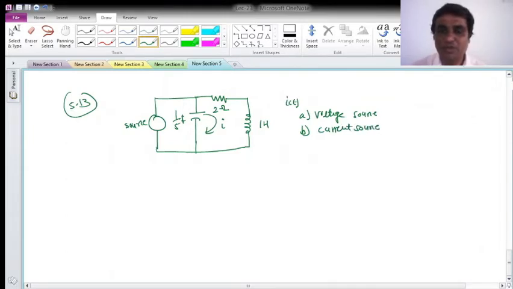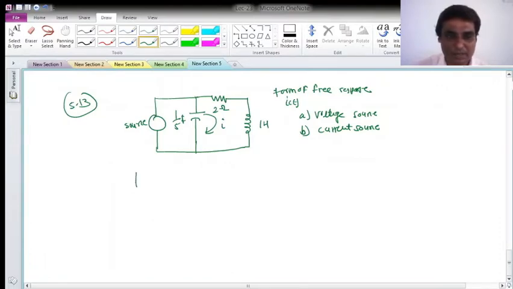Okay, so in this, what do you have to find out? You have to find out only the form of the free response of R. When I use the voltage source, how will it look? Suppose the voltage source is this way. Let me draw the circuit: capacitor, then a resistor connected with an inductor here.